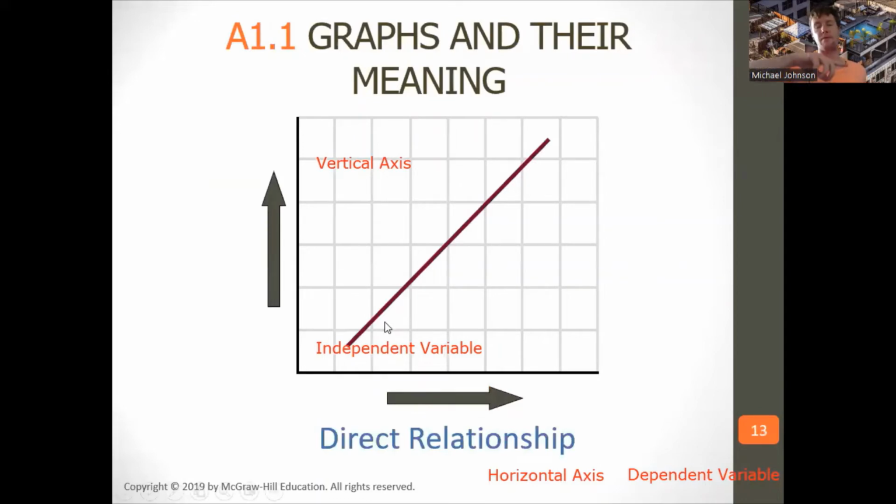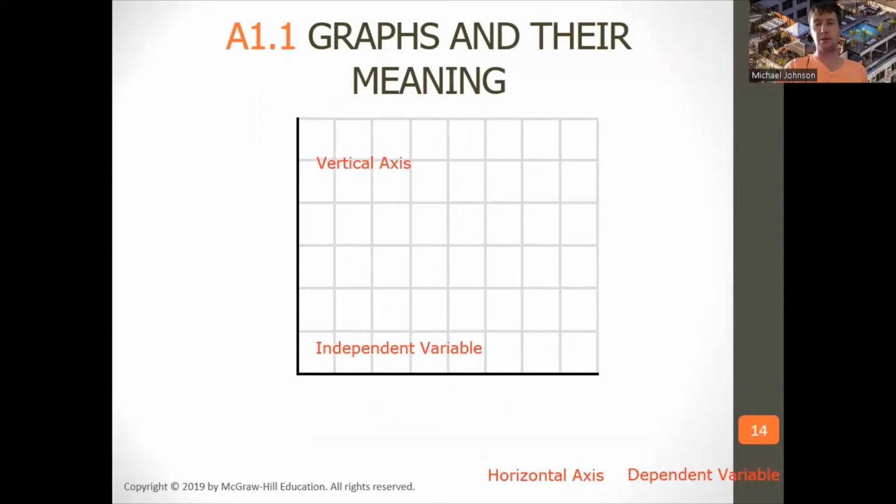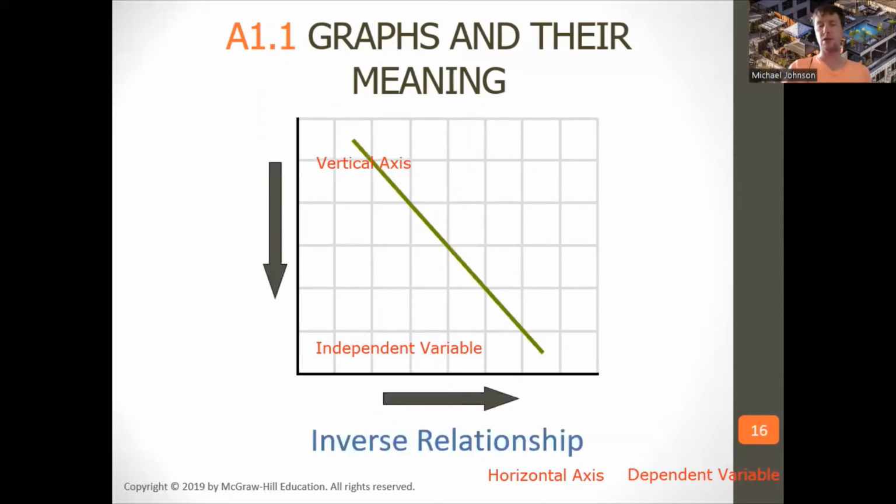A direct relationship is when one goes up and the other goes up. That's what you should call a direct relationship. An inverse relationship is when one goes down and the other goes up. Can you think of any direct and inverse relationships that you've seen?